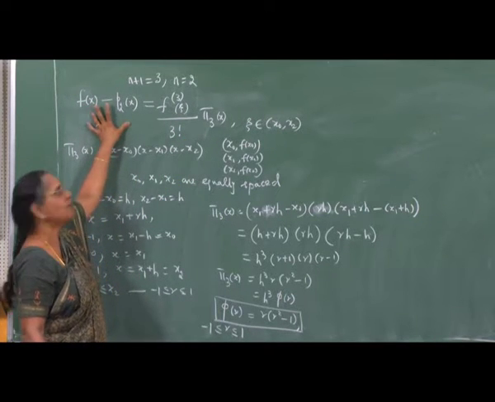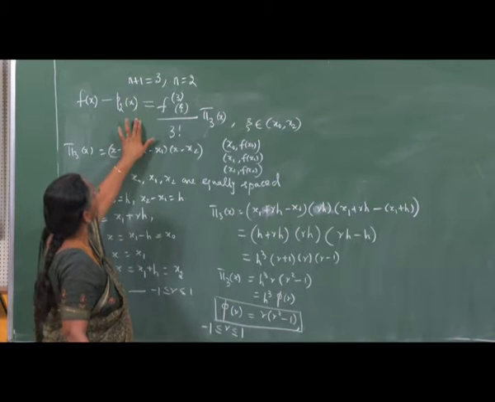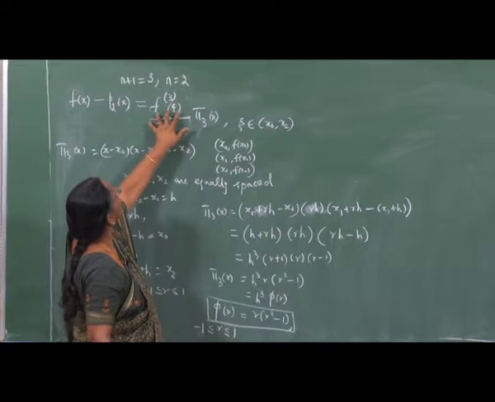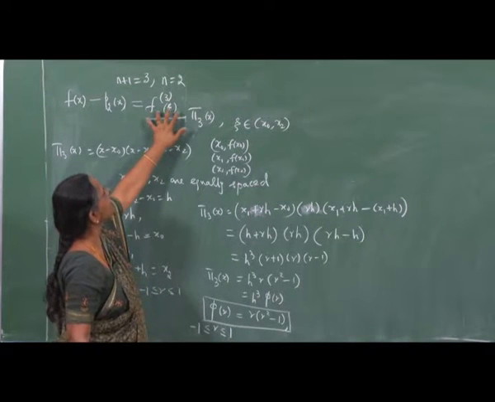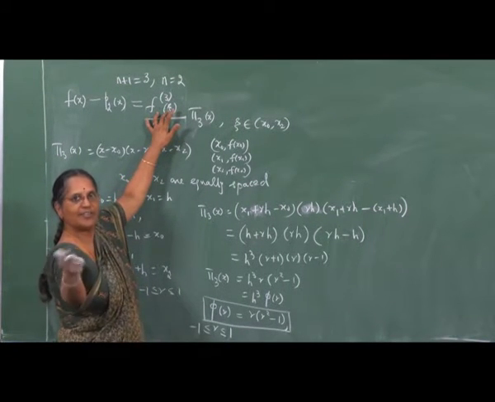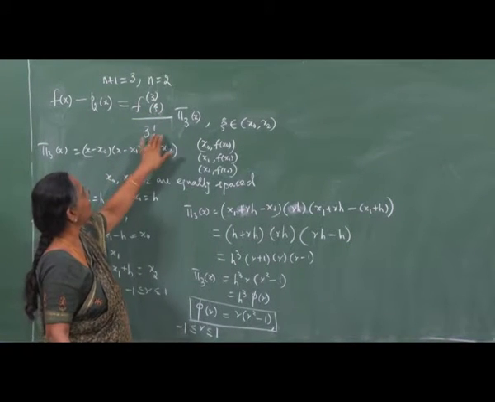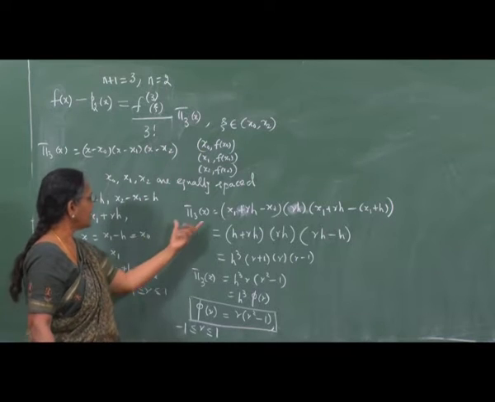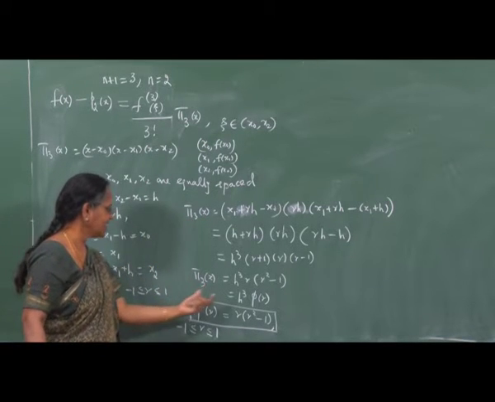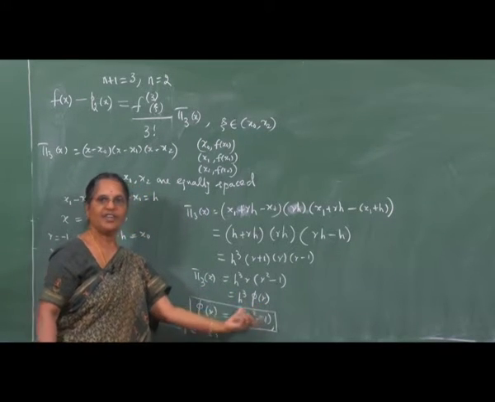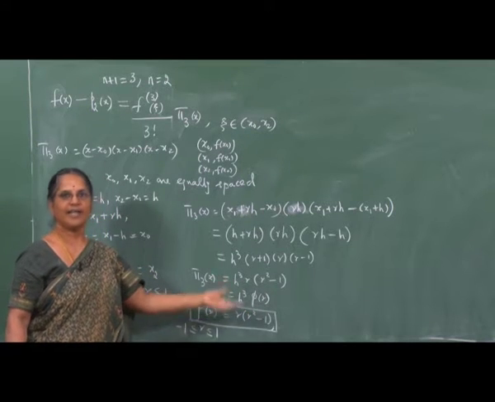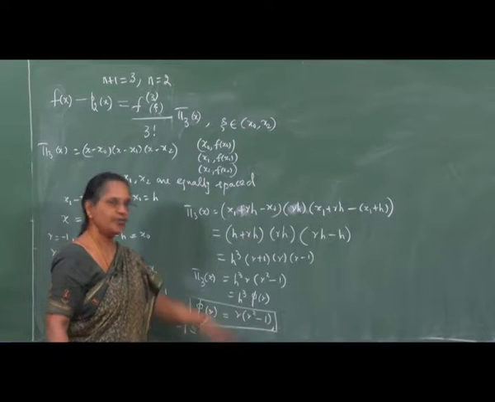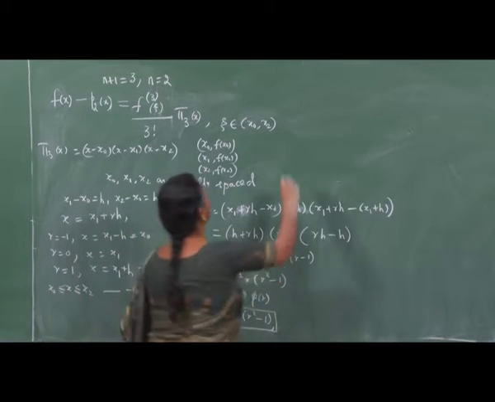Because what is the error bound? Modulus of f of x minus p2 of x is the maximum value of the third derivative of f at psi in the interval x0 to x2, divided by 3 factorial, into modulus of pi 3 of x. What is modulus of pi 3 of x? It is h cubed into modulus of phi of r. So, we require the properties of phi of r. What is phi of r? It is r into r square minus 1.